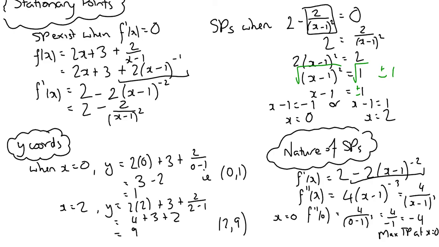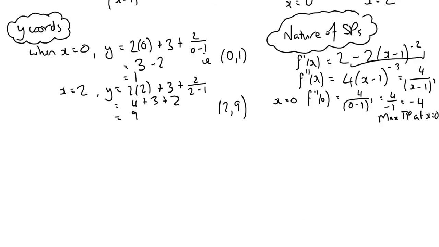Excuse me. Yeah, and so I just had a wee lapse there. And when x is 2, if we put 2 into the second derivative, we end up with 4 over (2 minus 1) cubed, which is positive 4, which indicates that it's a minimum turning point at x equals 2.